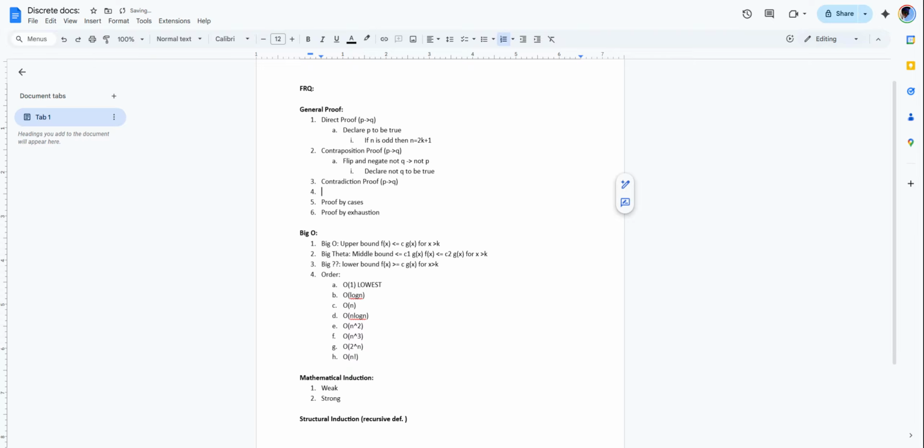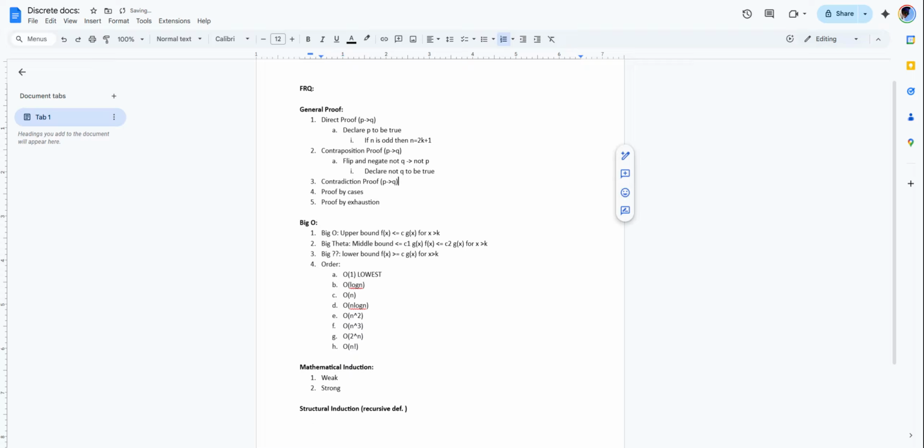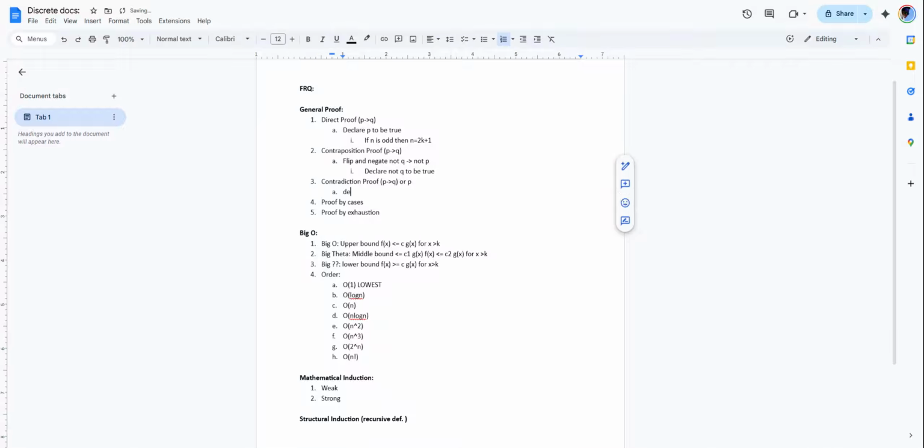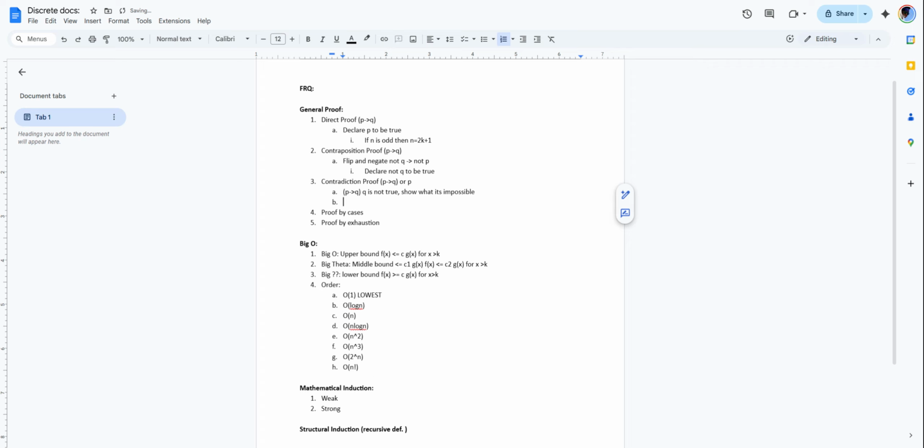Contradiction in that form, it could be in that or just like a proposition. Contradiction is just you declare it to not be true. So if we're in this form, then Q is not true. Show why it's impossible. If it's just P, then negate and show why it's impossible.